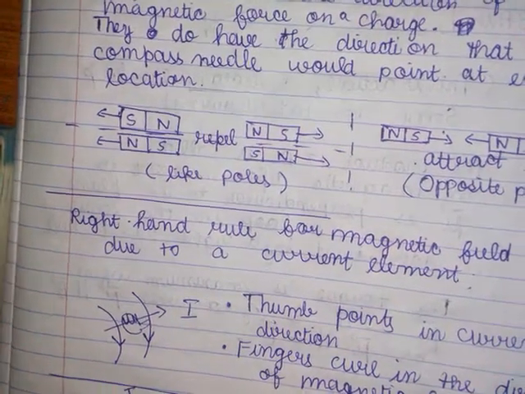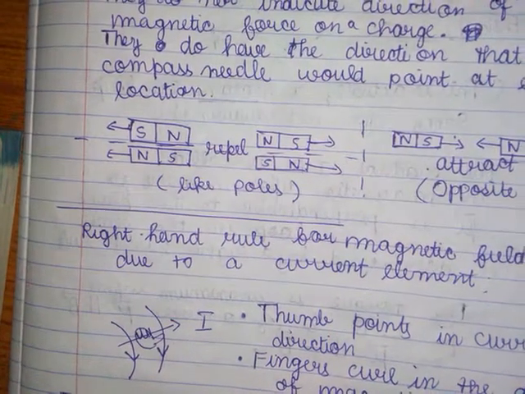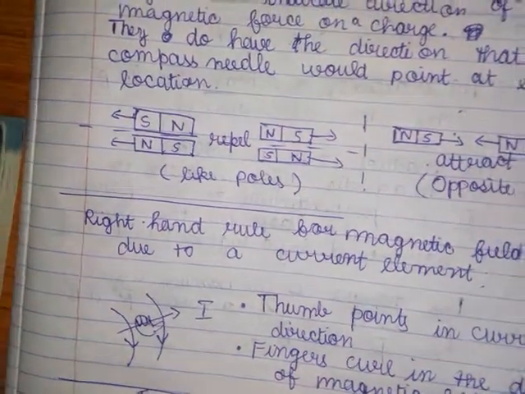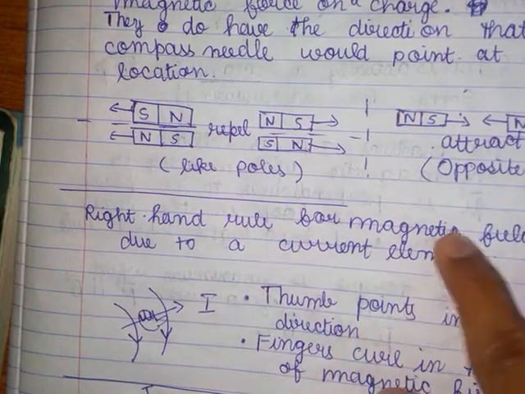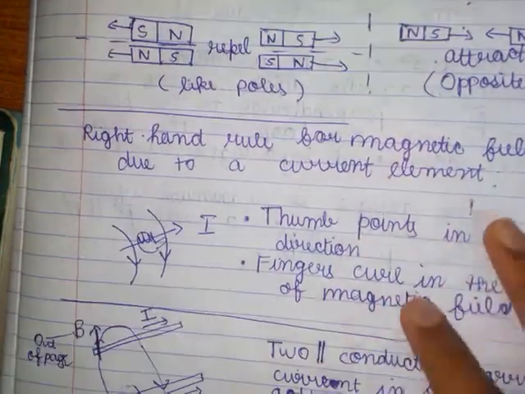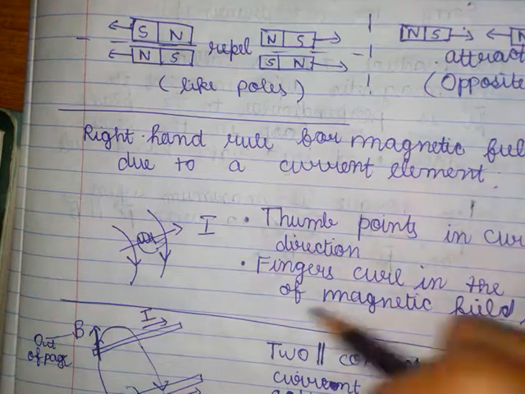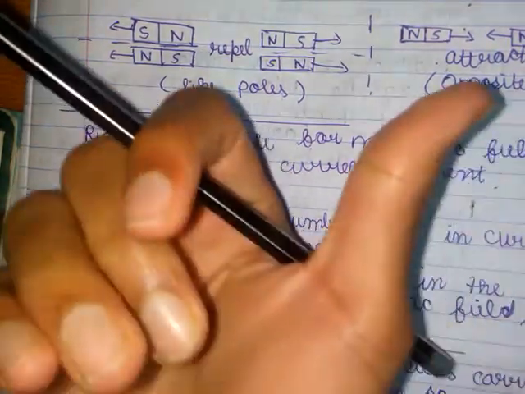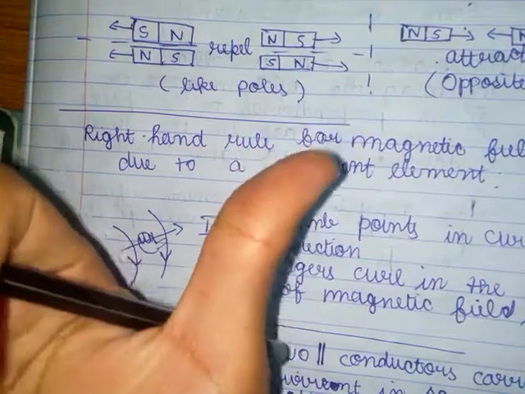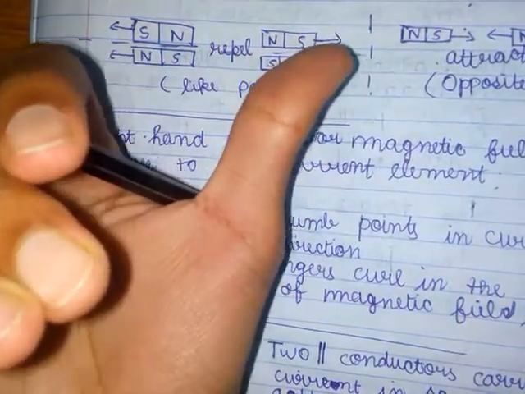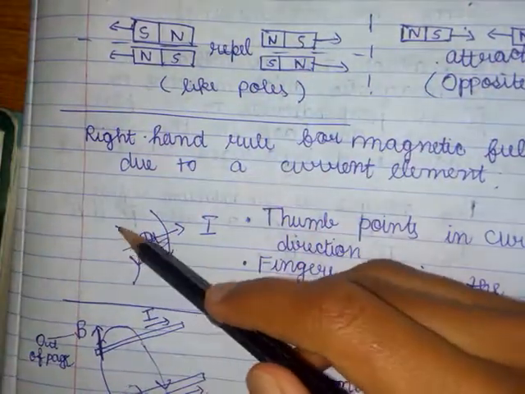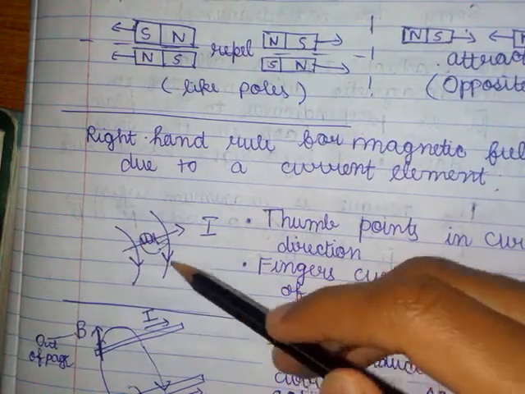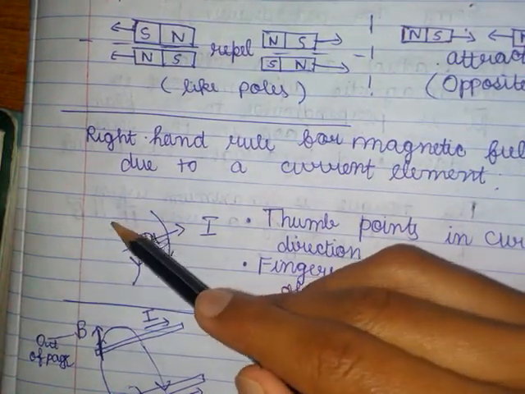And then we have the corkscrew rule as given in the NCERT, but let's call it just a right hand rule for magnetic fields due to a current element. Suppose current is going in this direction, we place our thumb aligned with the current direction, and then the direction in which our fingers curl is the direction of magnetic field lines. These curly things are not magnetic fields, but they are magnetic field lines.